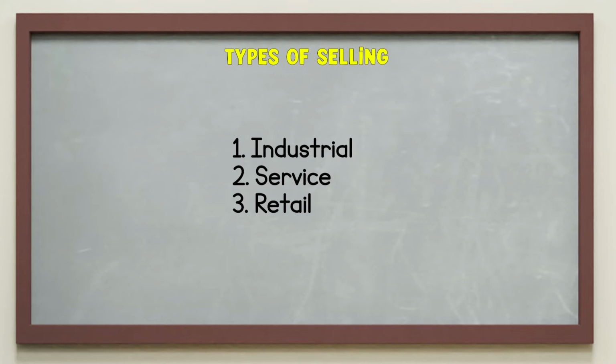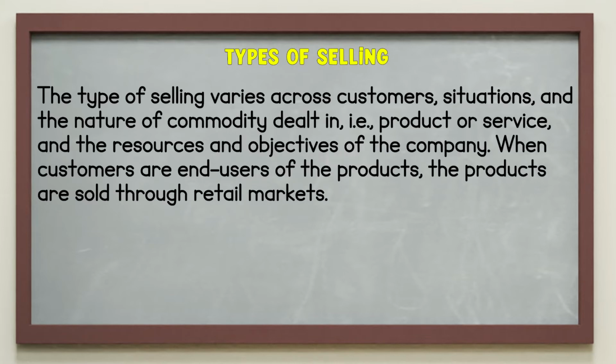There are 3 main types of selling. These are industrial selling, service selling, and retail selling. The types of selling vary across customers, situations, and the nature of commodity dealt in, that is, product or service, and the resources and objectives of the company.